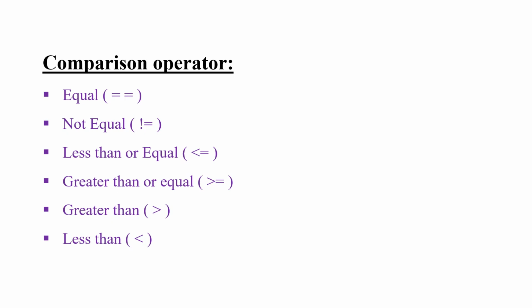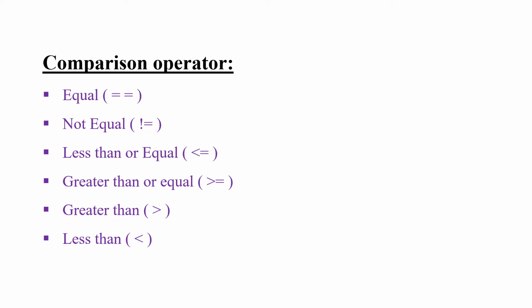Next, comparison operators. Comparison operators are used to compare the values of two operands and return true or false accordingly. The following are the comparison operators: double equal to, not equal, less than or equal to, greater than or equal to, greater than, and less than. We'll see them one by one. First, we'll see the double equal to operator.